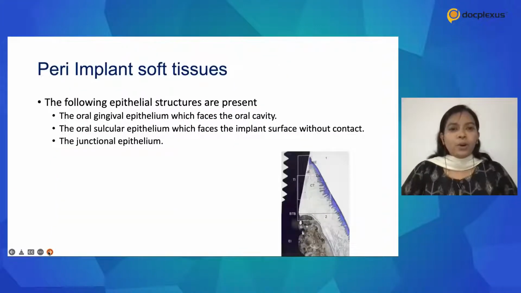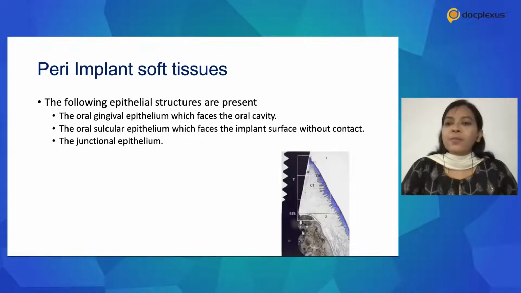When I told you about the soft tissue comprising the epithelium, here when you see this structure at the outer end, this is called the oral gingival epithelium. And when it dips down here, this is called the oral sulcular epithelium, this part. And this junction between the implant and this whole connective tissue part is called the junctional epithelium.